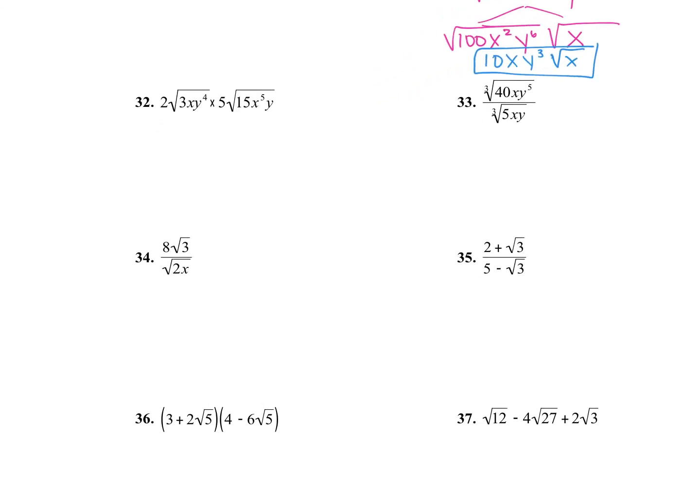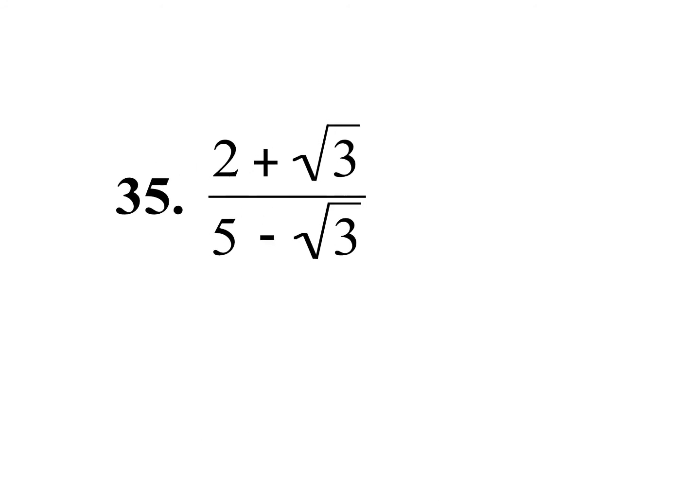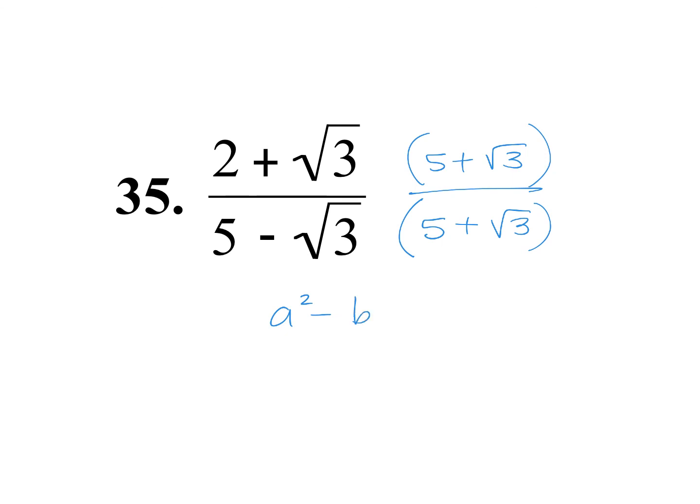Okay, 34. Actually, 35. When you have this set up, how do you rationalize that? 5 plus the square root of 3, right? 5 plus the square root of 3. So what you're going to do on the bottom, remember the shortcut? What was the shortcut with this? Do you add or subtract? You could FOIL. You could FOIL everything. But you subtract if you're going to do the shortcut. A squared minus b squared.